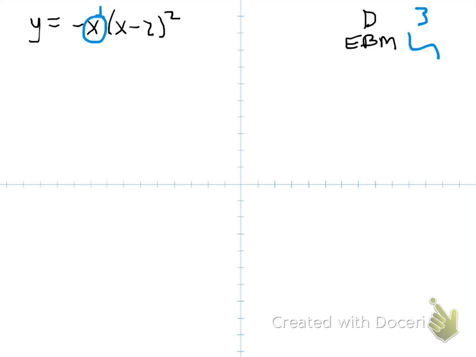X is a factor, that means that 0 is a zero. X minus 2 is a factor, so that means that 2 is also a zero. We know the graph starts high and ends low, so the first zero of 0 has a multiplicity of 1, which means that the graph is going to go through the x-axis at 0. The next factor of x minus 2 has a multiplicity of 2. That means the graph is going to touch the x-axis at 2. And we matched our end behavior model with the correct behavior at the intercepts, and we are done.